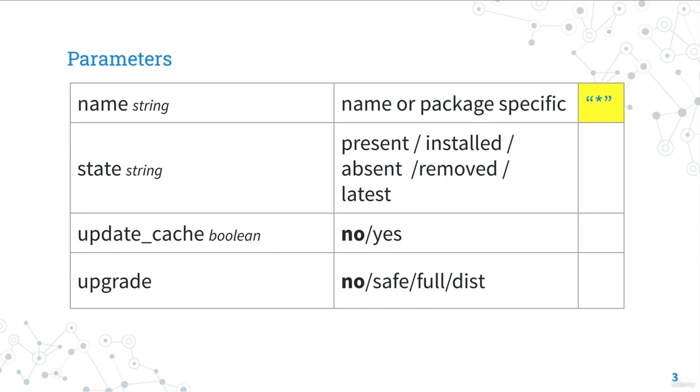The update cache is useful to force the update of repository metadata before the installation. Another useful option is upgrade with 4 alternatives. If safe, perform an aptitude safe upgrade. If full, perform aptitude full upgrade. If dist, perform an apt-get dist upgrade, which are the different options of making a distribution upgrade in a Debian-like system.